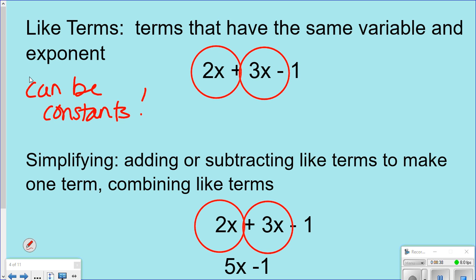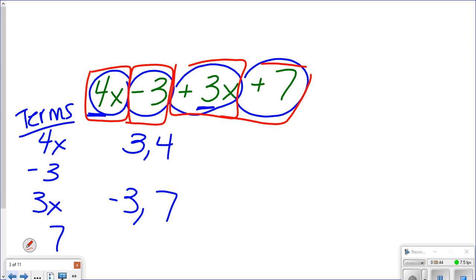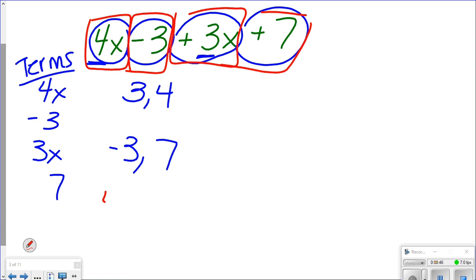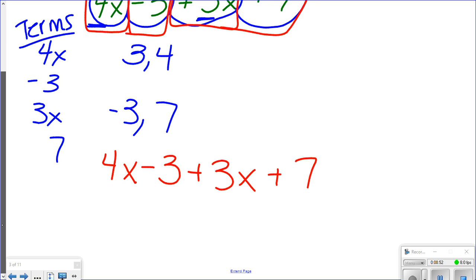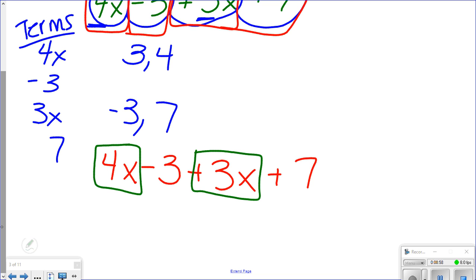So can I go back to the next slide? Maybe we still need this? Okay, I'm going to go back here. Let's look at this. I'm going to rewrite it so we can see a little better. So it's 4x minus 3 plus 3x plus 7. Now, you told me the like terms. I'm just going to circle these like terms in green. Okay. And I'm going to do these in blue.